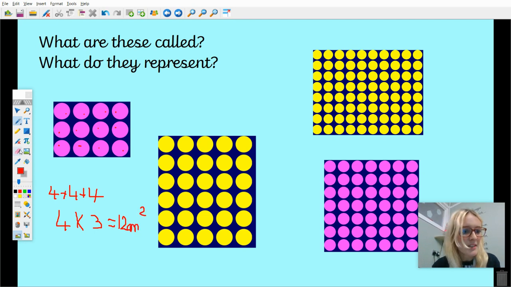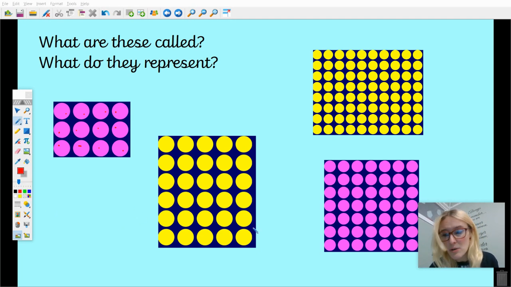Okay. Let us try this yellow one here. So instead of counting all of the squares, especially when we get to this one, that's a lot of squares, we're going to use our multiplication. We're going to just count the length and the height. Okay, remember this one is the length, this is the height. So it's length times height. 1, 2, 3, 4, 5.